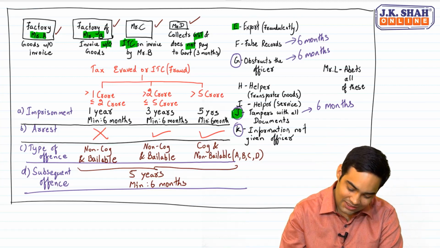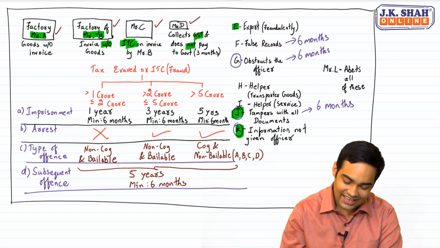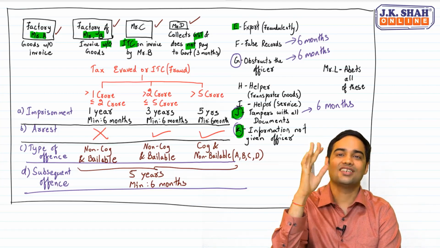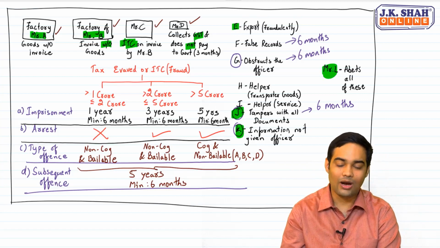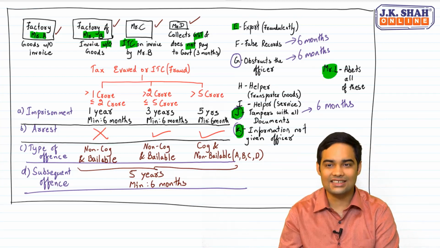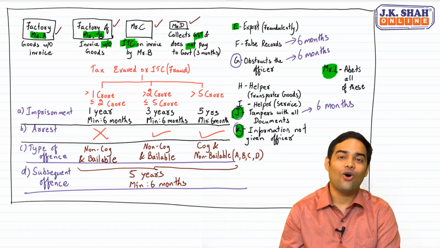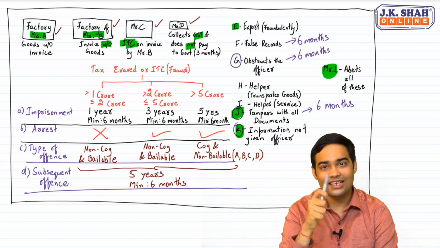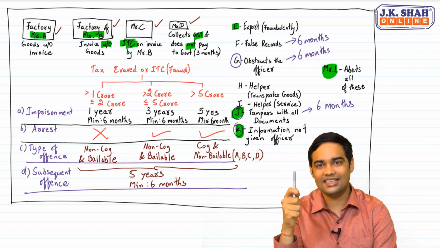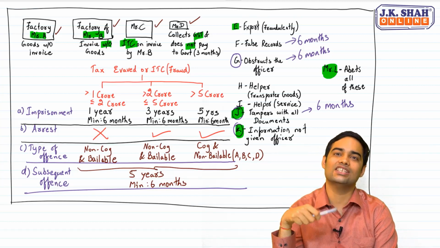J tampers with all the documents. K never gives information to the officer. And lastly, L is the person who abets all of this, encourages all of this. Now, all these offences are listed in section 132 in this order: A, B, C, D, E, F, G, H, I, J, K, L.